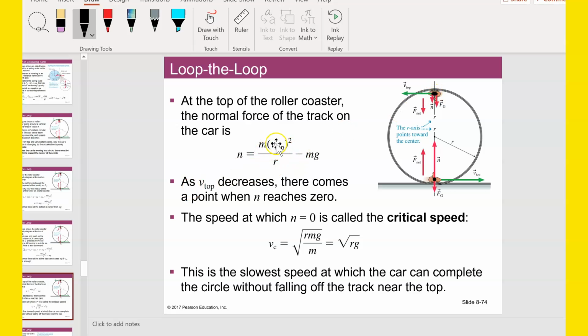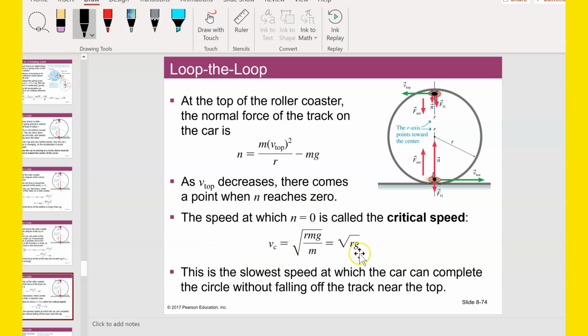As this term right here decreases, there comes a point where this is going to equal this, and the normal force will then equal 0. If the normal force equals 0, that means that there is no contact between this roller coaster and the top of this track. That means this thing is actually coming off the track. It's the point where this thing begins to come off the track. That's called the critical speed. Where the normal force equals 0, that's called the critical speed.